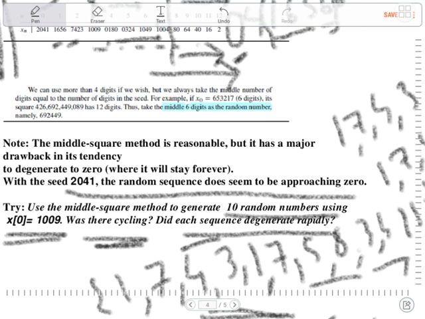So 10 random numbers are asked for. So up to observing 10 random numbers, I have to answer this. I won't go beyond that. It may happen that after generating 10 numbers, you are not getting any cycling, you are not getting any degeneracy. So up to 10 random numbers, I can say the method is quite good. Suppose I am using a system which can read up to 10 random numbers. You cannot read more than 10 random numbers. So up to that, for that system, this method is good.